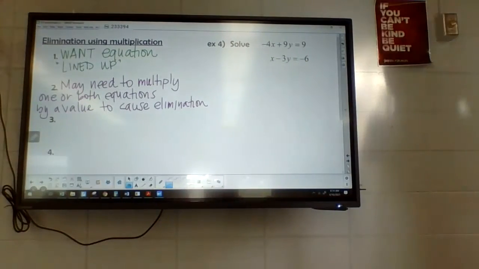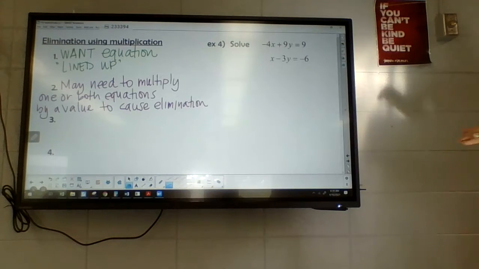So we may need to multiply one or both equations by something to make it cancel. How's that elimination? If you look at our example, nothing would cancel the way it is. We have a negative 4x and x, those don't cancel. 9y and a negative 3y, those don't cancel.